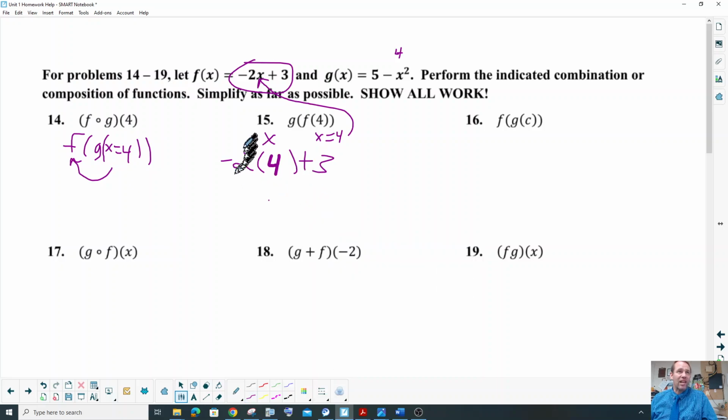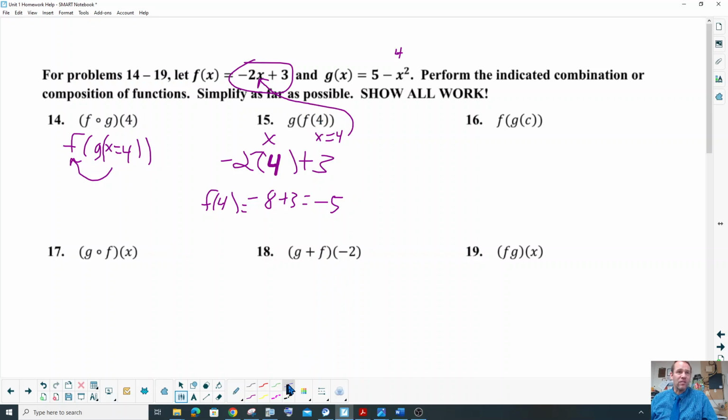Then we do negative 2. Remember PEMDAS, multiplication first. Negative 2 times 4 is negative 8. And then negative 8 plus 3, what's that? You say it first. That's it, negative 5. So all of that was just doing F of 4.